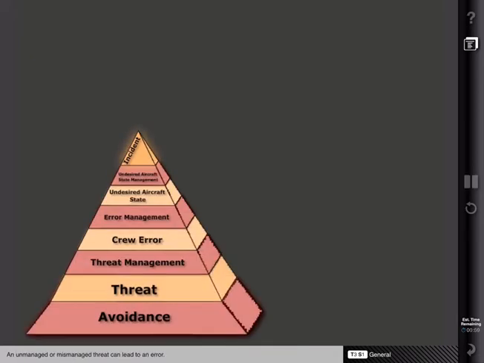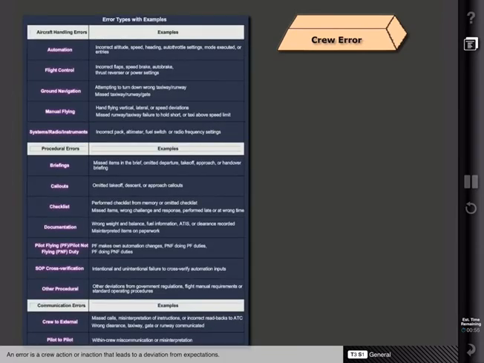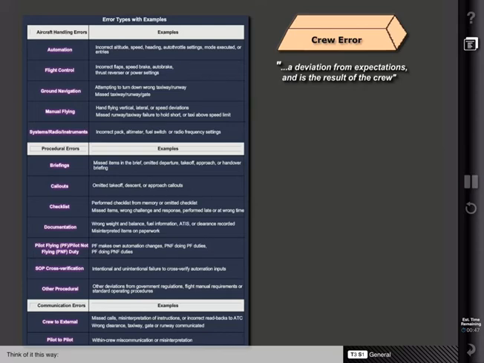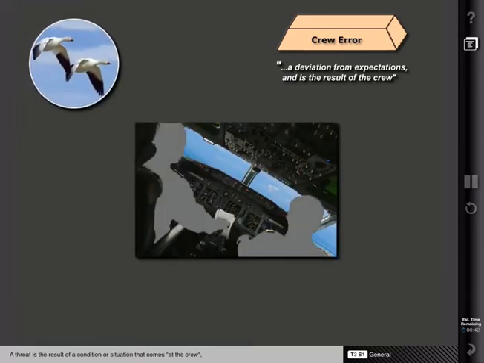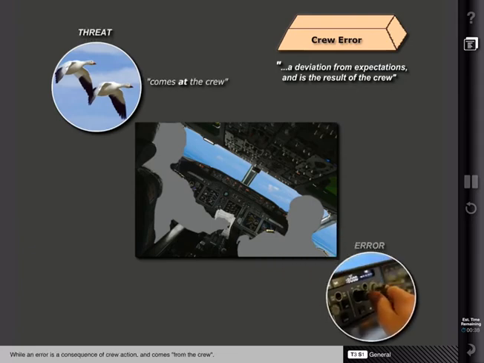An unmanaged or mismanaged threat can lead to an error. An error is a crew action or inaction that leads to a deviation from expectations. Think of it this way. A threat is the result of a condition or situation that comes at the crew, while an error is a consequence of crew action and comes from the crew.